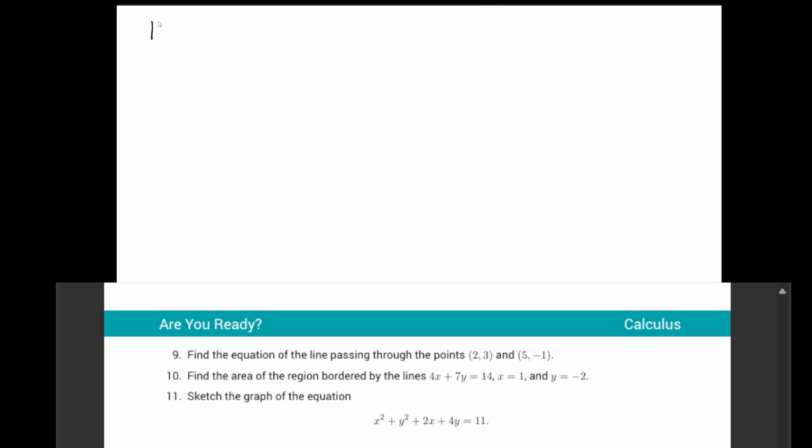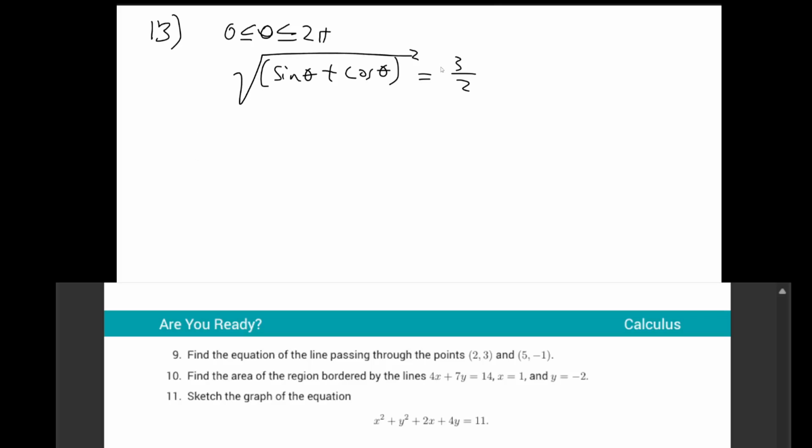Number 13 is find all theta, where theta is greater than or equal to 0 and less than or equal to 2 pi, such that (sine theta plus cosine theta) the whole squared equals 3 over 2. The one thing that trips people up with this type of problem is that you square root both sides. Now, if you square root both sides, what you'll notice is that this is plus or minus square root of 3 over 2. Now, this is not a unit circle ratio.